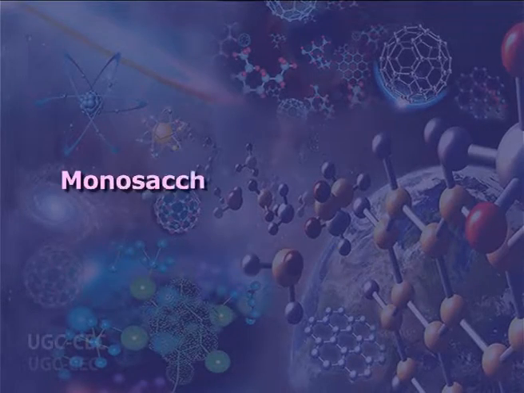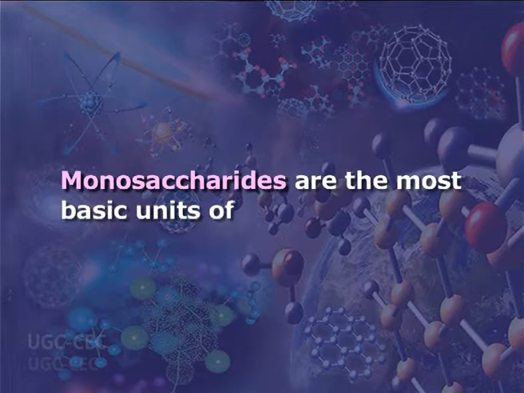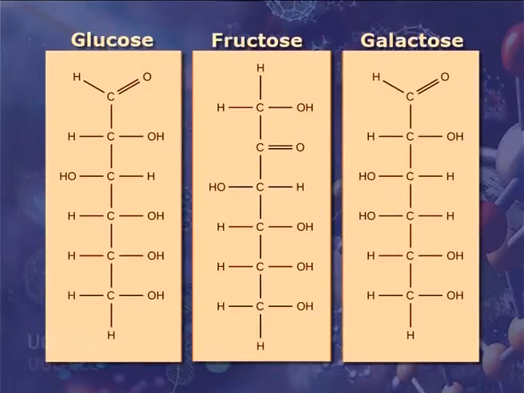Monosaccharides. Monosaccharides are the most basic units of carbohydrates. They are the simplest form of sugar and are usually colorless, water-soluble, crystalline solids. Some monosaccharides have a sweet taste. Examples of monosaccharides include glucose, that is dextrose, fructose, that is levulose, and galactose.